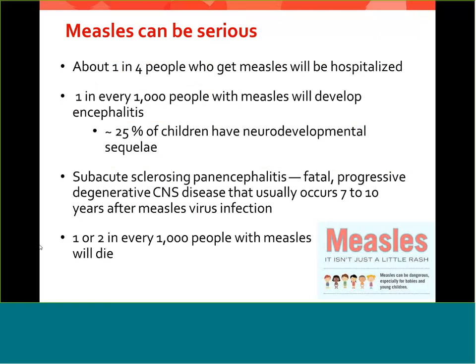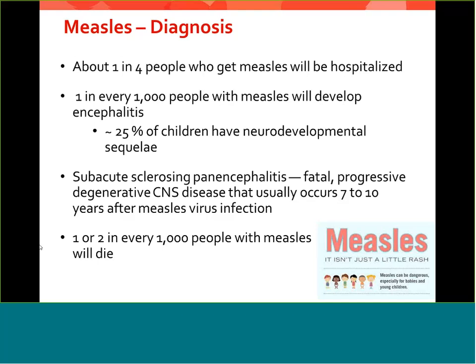And then I think we all have heard about subacute sclerosing panencephalitis, or SSPE. Its pathogenesis is not well understood, but there may be some persistent infection with the measles virus within the central nervous system. This is a fatal, progressive, degenerative CNS disease. It usually occurs 7 to 10 years after measles virus infection. It is more common after infection with the wild-type measles virus, but very rarely can be seen after vaccination as well.